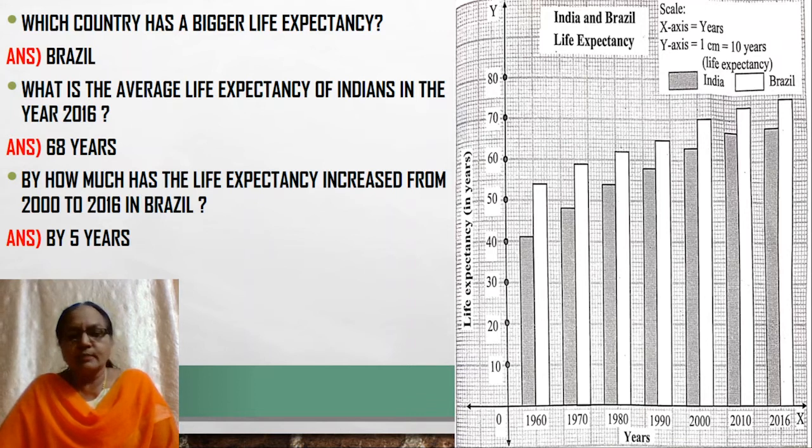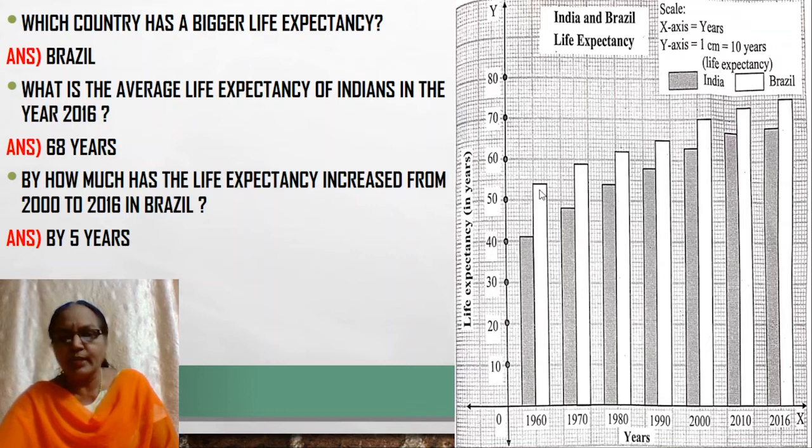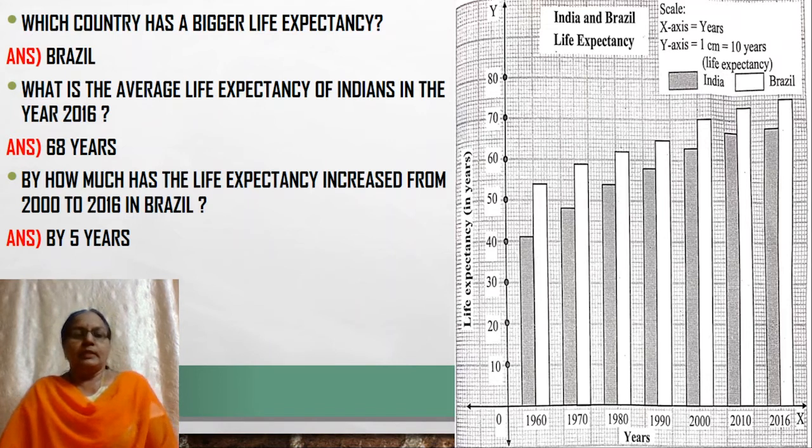Now, let's come to your question. Which country has a bigger life expectancy? Looking at the graph, you look at the joint bar graph for both India and Brazil, you compare that, and you'll find all along the life expectancy of Brazil has been higher. So your answer is Brazil has a bigger life expectancy. Now, the second question, what is the average life expectancy of Indians in the year 2016?